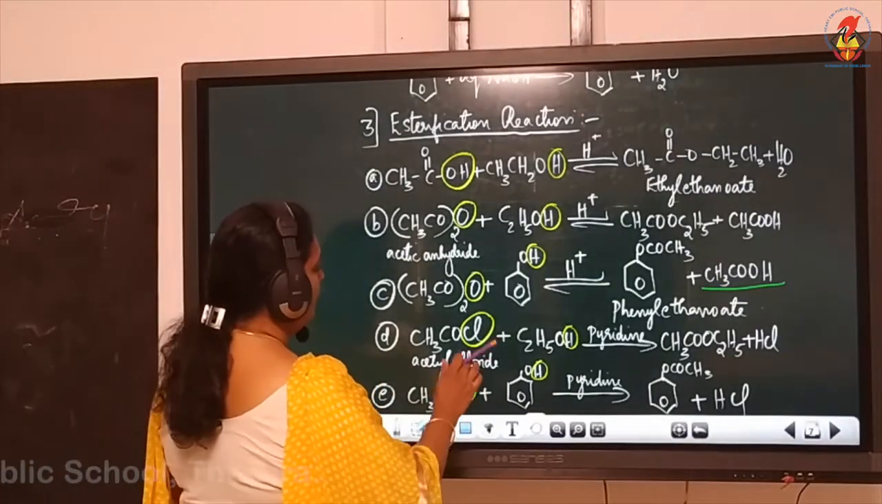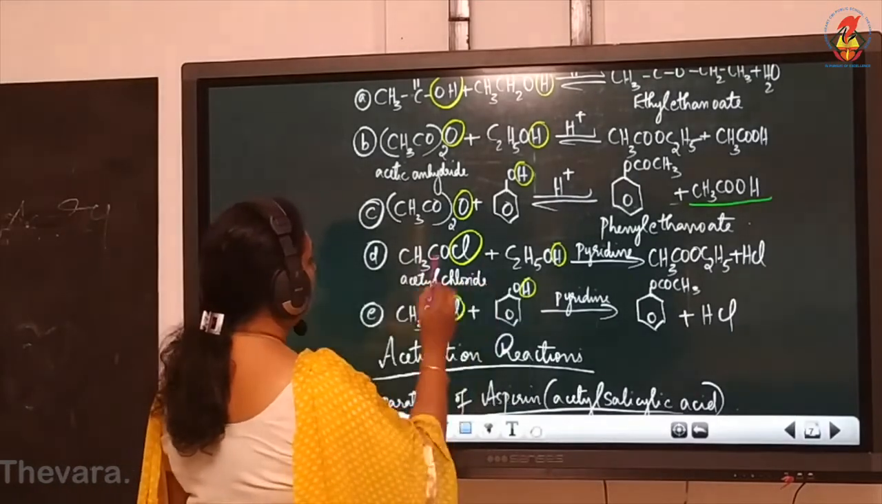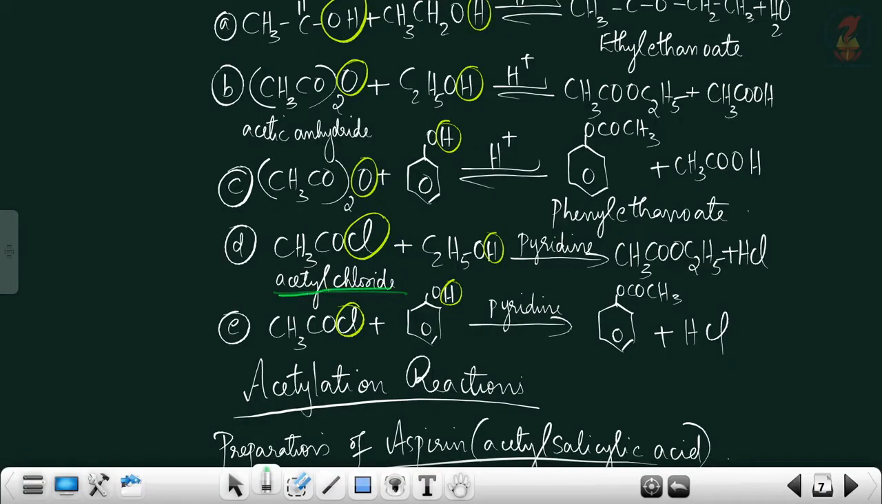Now the next example is, instead of carboxylic acid, we use acid chloride. An example for acid chloride is acetyl chloride, whose formula is CH3COCl plus alcohol C2H5OH in presence of pyridine base. Pyridine is a base. And remember, the reaction with acid chlorides and alcohol or phenol is not a reversible reaction, it's an irreversible reaction. Now, you can see the OH bond in alcohol breaks. This hydrogen and chlorine will be removed as HCl, and the product formed is ester. Again, we have ethyl ethanoate as our product.